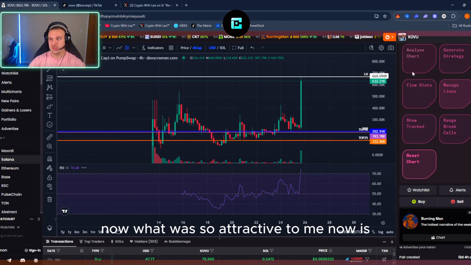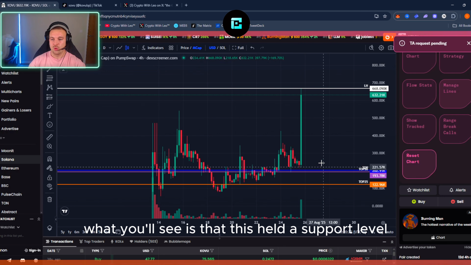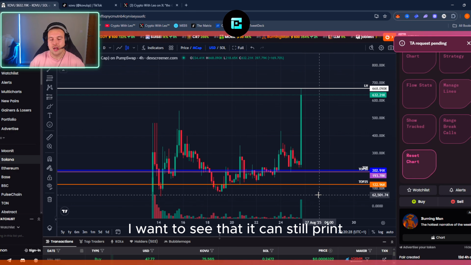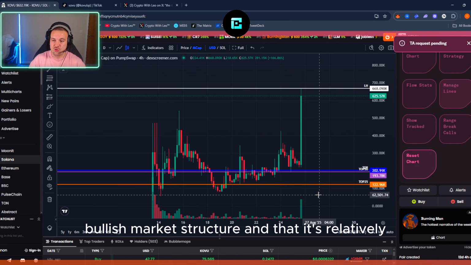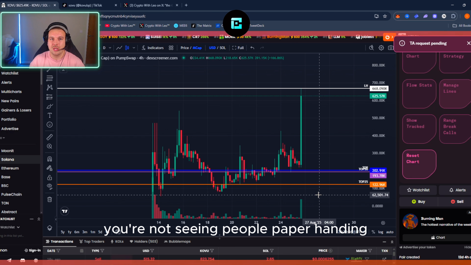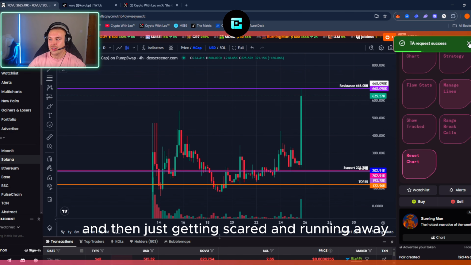Now, what was so attractive to me is that when I analyzed the chart again, what you'll see is that this held a support level just down here insanely well. For a relatively illiquid asset, I want to see that it can still print bullish market structure and that it's relatively unvolatile at these key support levels. You're not seeing people paper handing, pumping out, and then just getting scared and running away.